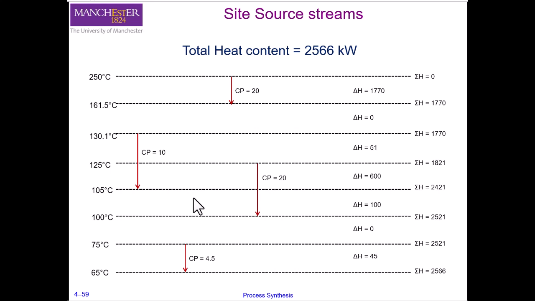And we recognize our streams that have the heat available here. So we have these streams within these temperature intervals here, here, and here. And our total heat content for all these sources or hot streams is 2566 kilowatt.